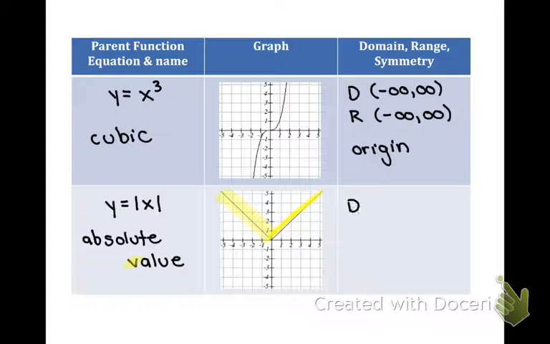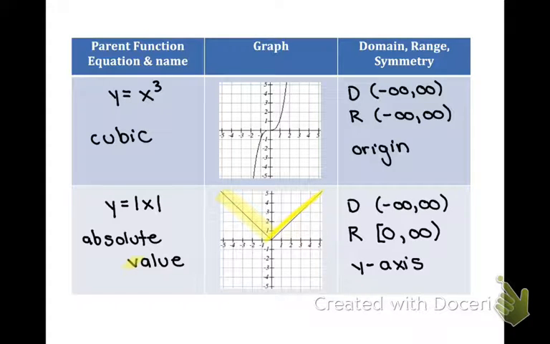Domain, scanning those x values left to right, is negative infinity to infinity. Range, scanning those y values bottom to top, we go as low as 0. It is included in our graph, so it gets a bracket, and we're going all the way up to positive infinity. Now, the symmetry on this graph is to the y-axis. So if I fold this in half along that y-axis left to right, both sides of this graph are going to match up on one another.